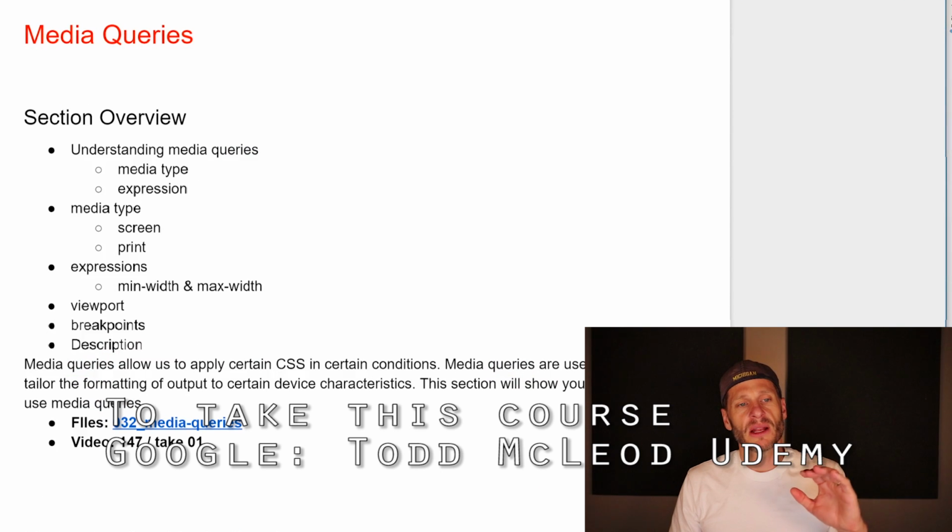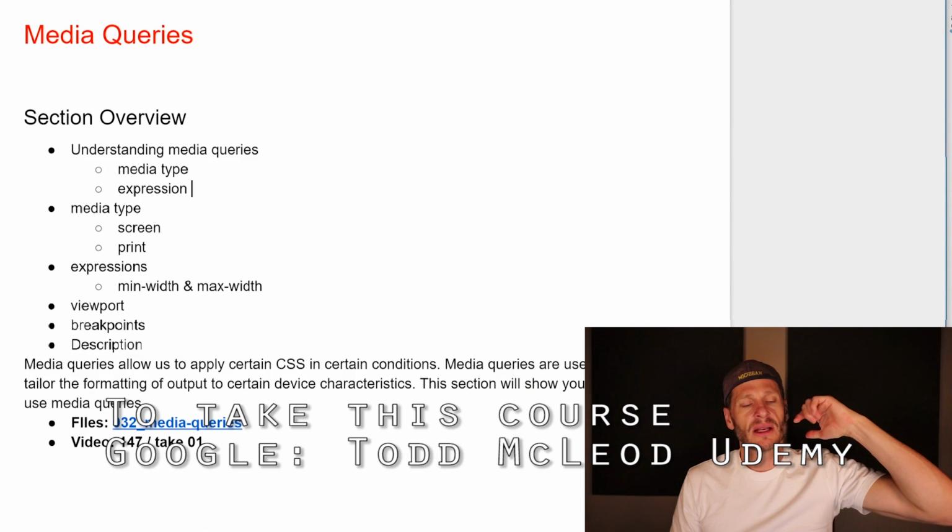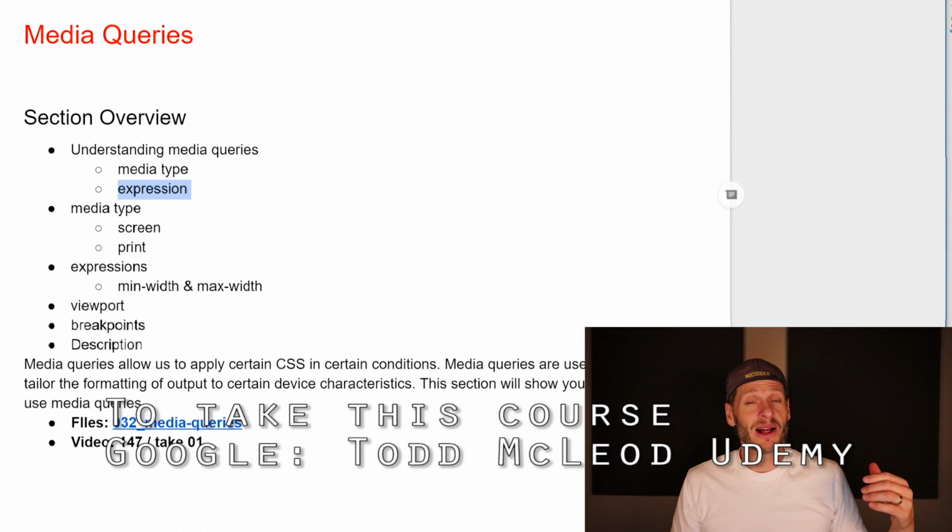When we put together a media query, what we're going to learn in this section is that media queries are made up of a media type and an expression. The media type is optional. This is what the documentation says. And you can have zero or more expressions, which to me sounds a whole lot like optional, but we'll see what media type and expressions are. We're going to learn what those are in this section and how to use them.